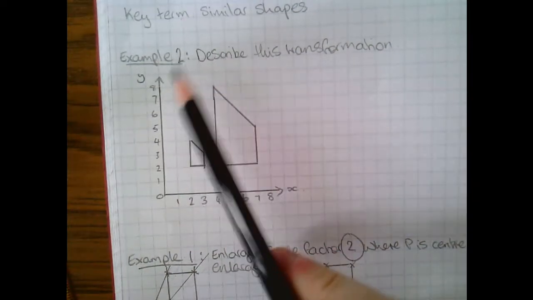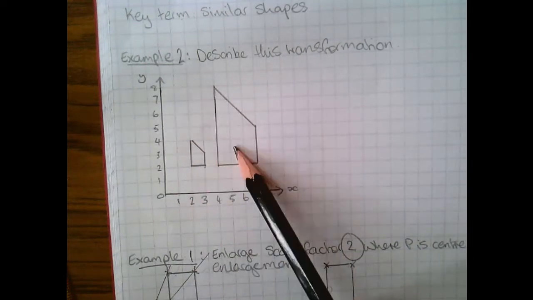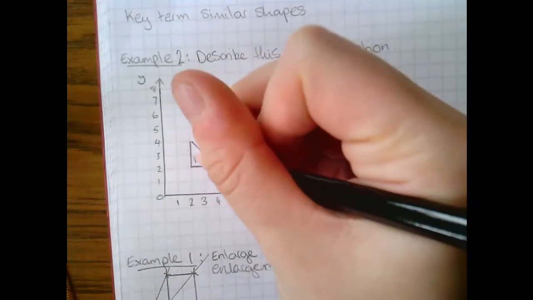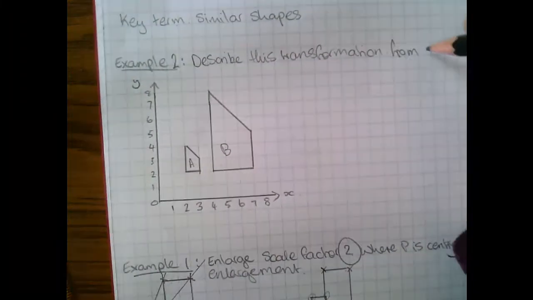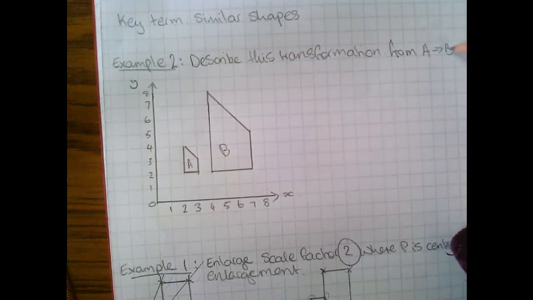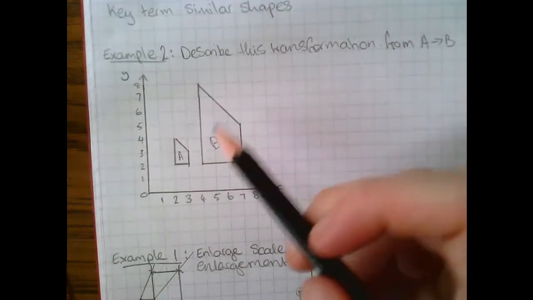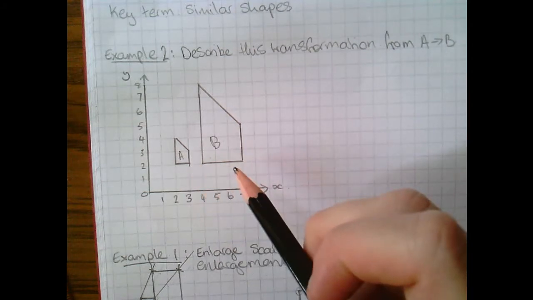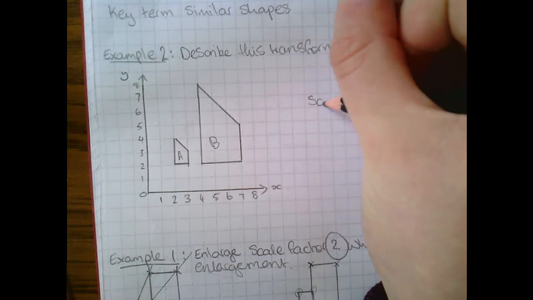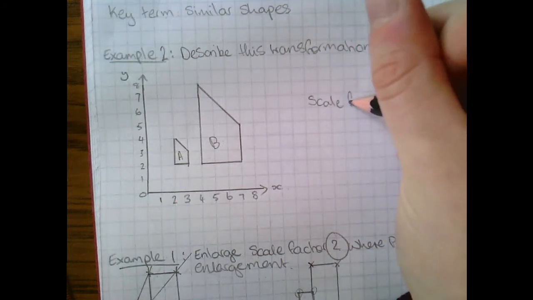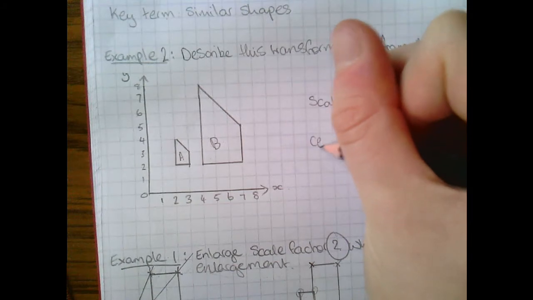So in this question, it asks you to describe this transformation. So we can see that this shape to this one, so let's say from A to B. That was just part of the question. Describe the transformation from A to B. We need to decide what our scale factor is, and what our centre of enlargement is.